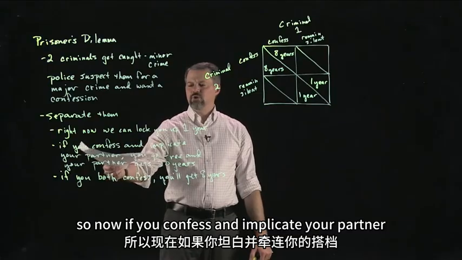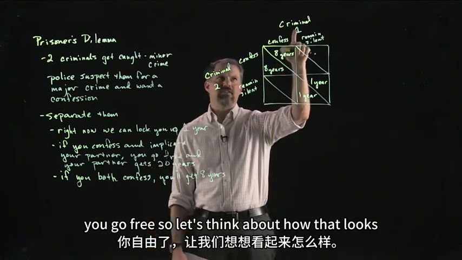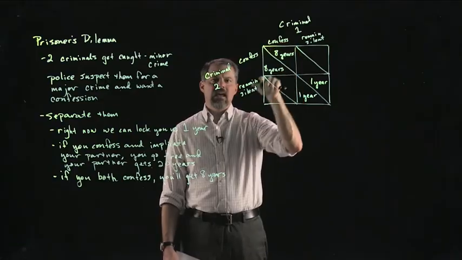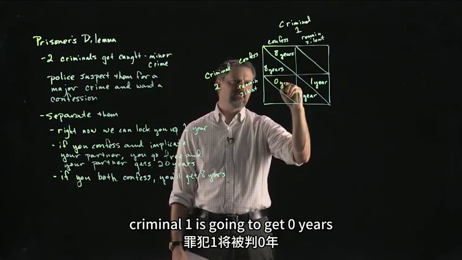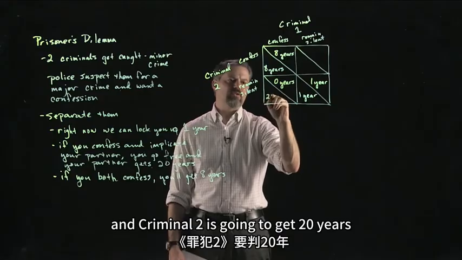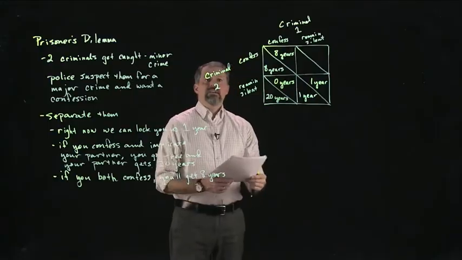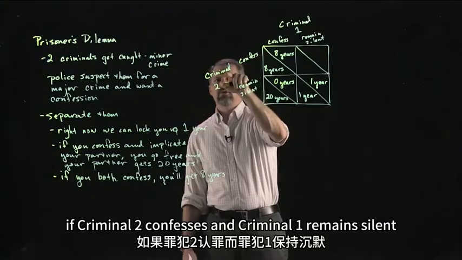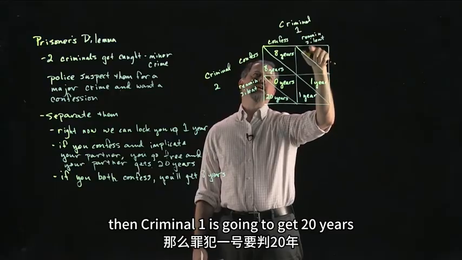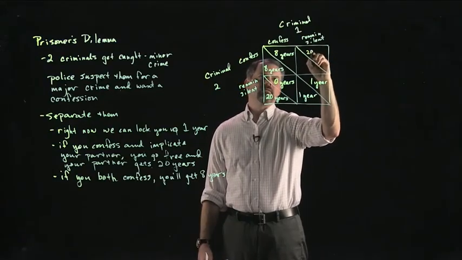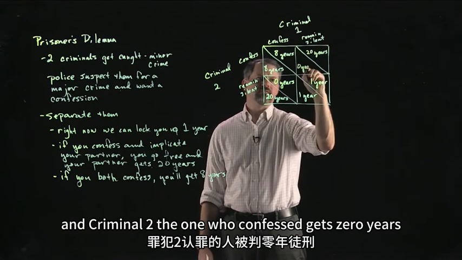So now, if you confess and implicate your partner, you go free. So let's think about how that looks. If criminal 1 confesses and criminal 2 remains silent, then criminal 1 is going to get 0 years, and criminal 2 is going to get 20 years. If criminal 2 confesses and criminal 1 remains silent, then criminal 1 is going to get 20 years, and criminal 2, the one who confessed, gets 0 years.